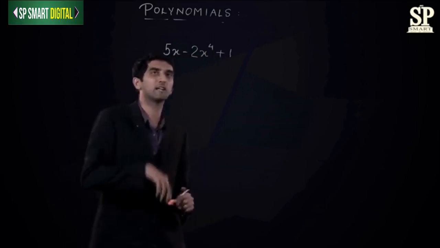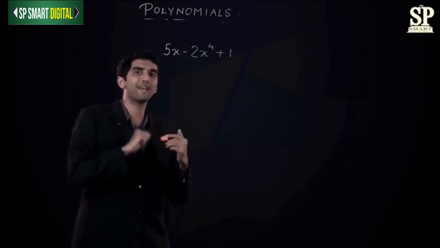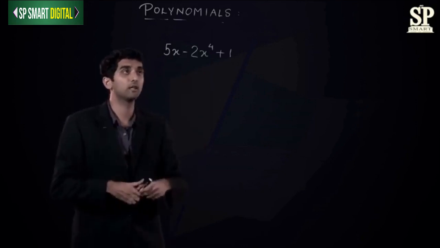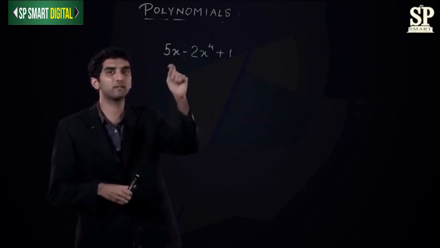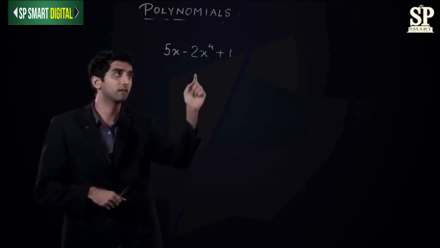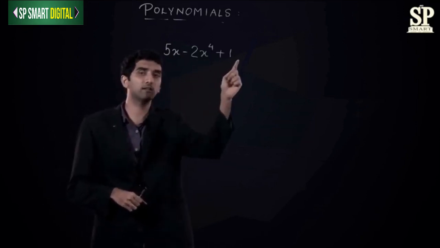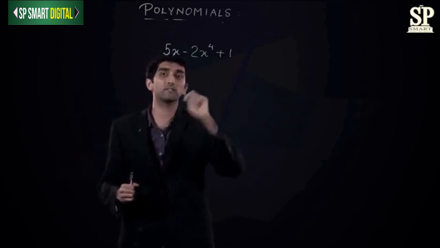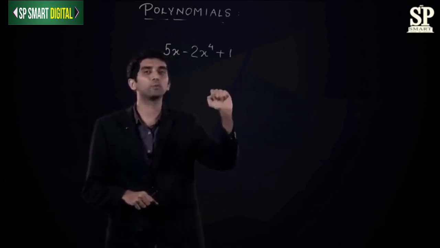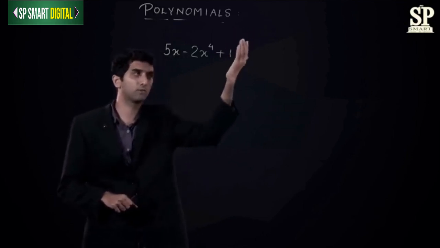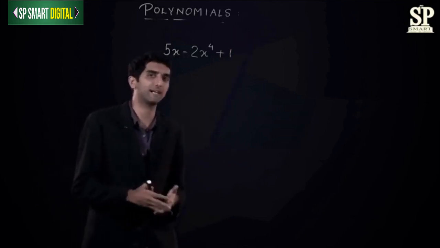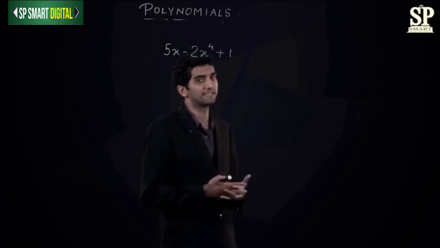So try and understand. Here, this is 5x raised to 1. So the power of this particular x here is 1. The power of this particular x is 4, and here there is no x, so this is a constant term, and here it would be x raised to 0, which we need not specifically write because x raised to 0 is nothing but 1.